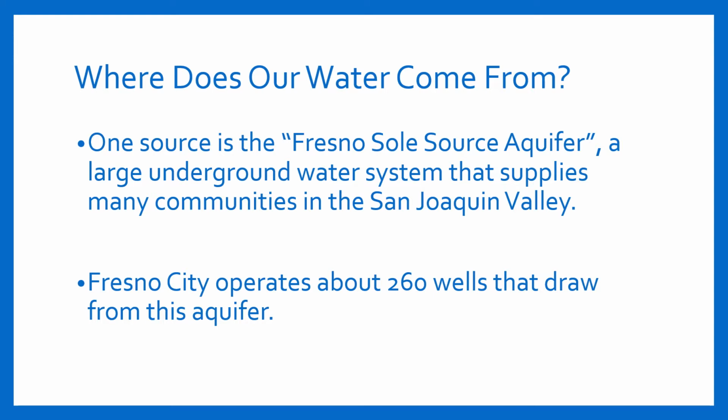So here in the valley in Fresno, there's an aquifer. It is called the Fresno Sole Source Aquifer. It's a large underground system and it supplies water to many communities in the valley and to Fresno City. The city operates about 260 wells that provide water for our homes, drinking water, lots of water that we use. So we use water from aquifers.